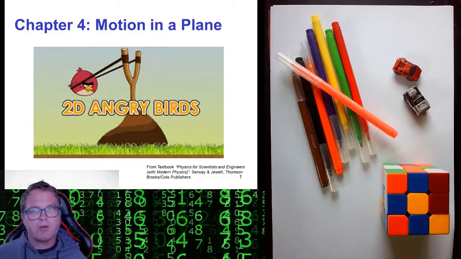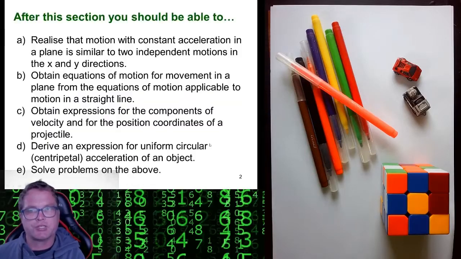We continue now with Chapter 4, Motion in a Plane, or, as this is often referred to, motion in two dimensions. What we're going to be doing is bringing you to the realization that motion with constant acceleration in the plane can actually be treated as two independent motions in the x and the y directions. We're going to obtain equations for movement in a plane from the original equations of motion applicable to movement in a straight line.